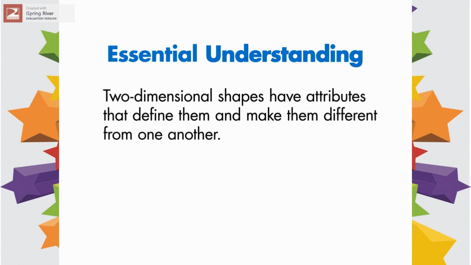The essential understanding for this lesson is two-dimensional shapes have attributes that define them and make them different from one another. Previously, students used attributes, such as the number of sides and the number of vertices, to define two-dimensional shapes. In this lesson, students extend this work as they differentiate between attributes that do and do not define a shape.